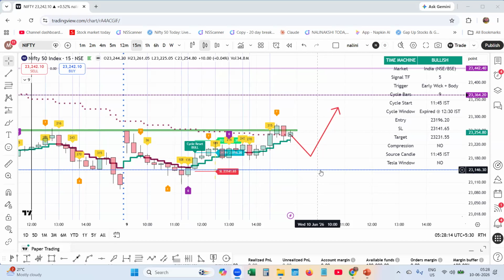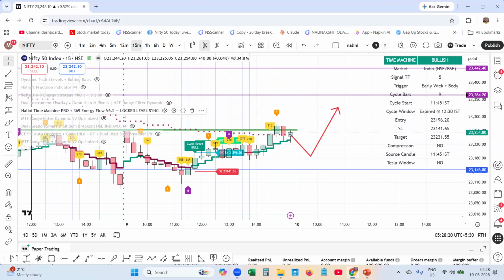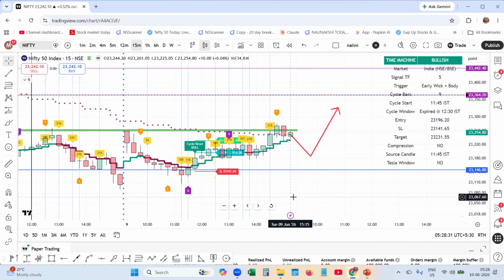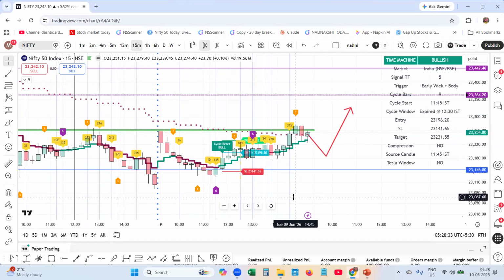Recently, I created an indicator called Tesla Time Machine, Nalini Time Machine Pro plus 369 energy flow. That is the name of the indicator. Why did I create the indicator? It is to make intraday simple.